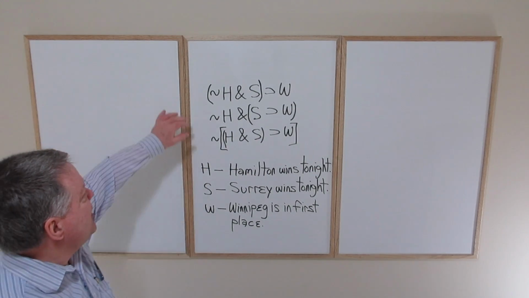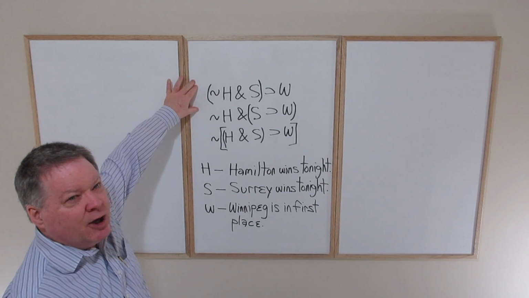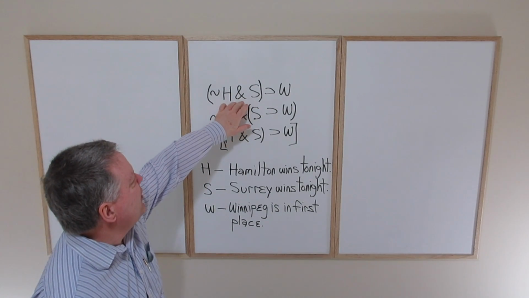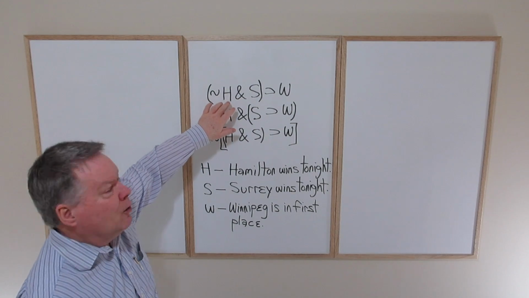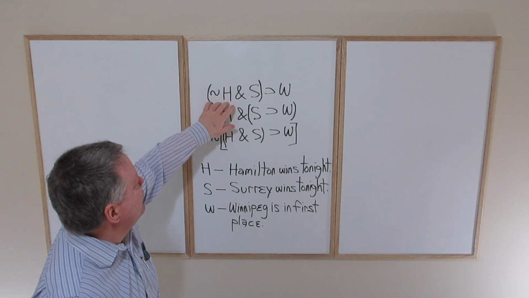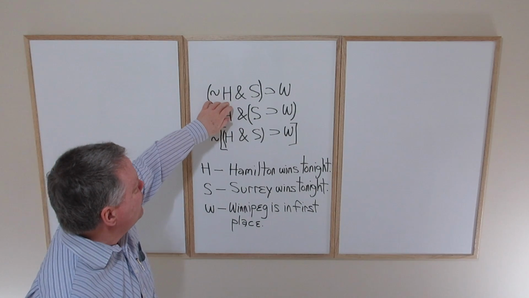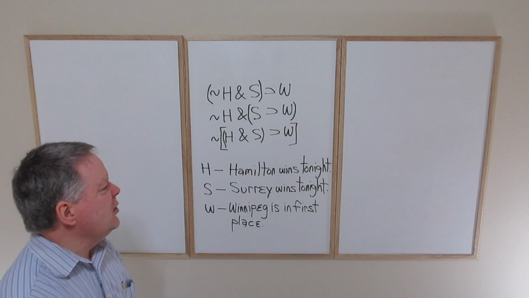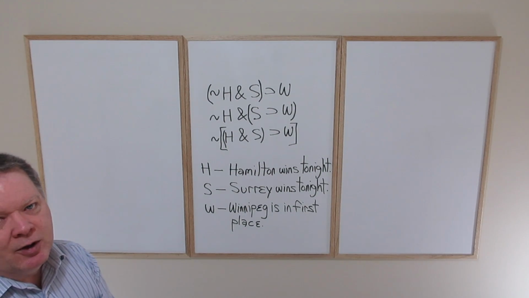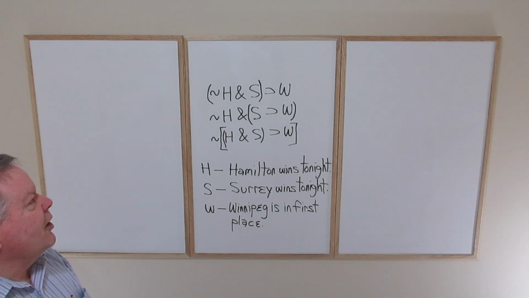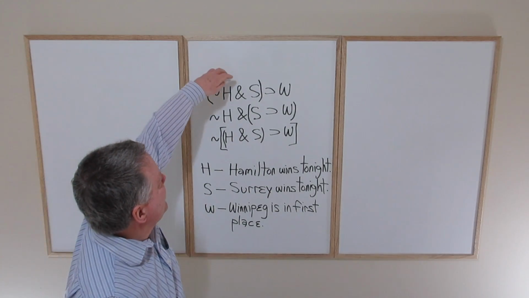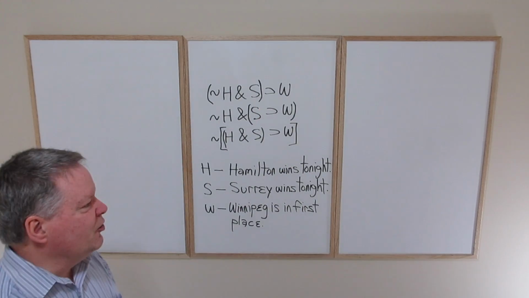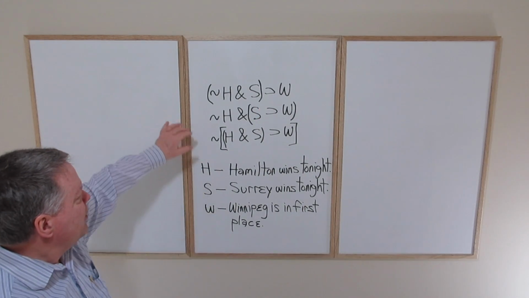So all that's being indicated about the world is there's this conditional relation between if these two things happen, or more pointedly, if this first thing, Hamilton winning, doesn't happen, and Surrey wins, then Winnipeg will be in first place. That's all that you're committing yourself to there. The conditional claim that if these two things are so, then this third thing is so. What about the middle one?